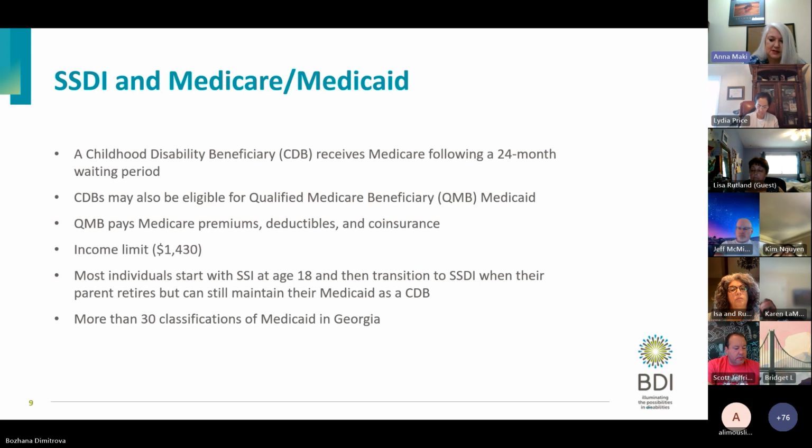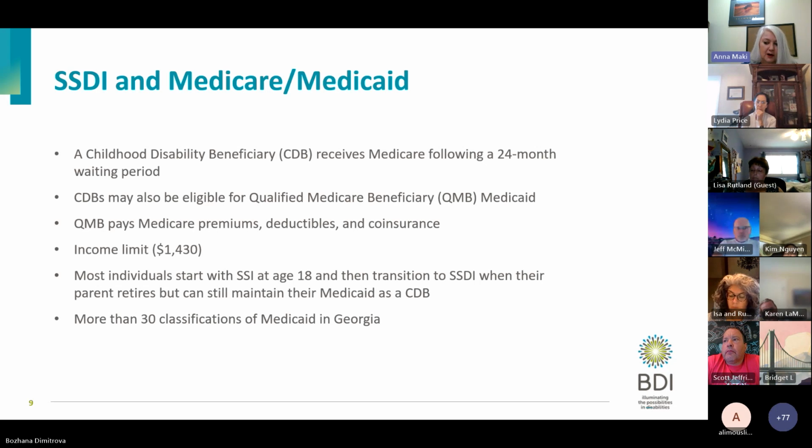Sometimes I see a very seamless transition from SSI to SSDI. They're getting a higher level of income. We're in sort of that waiting period for Medicare, but their Medicaid is continued. But sometimes there's a boo-boo, and sometimes that Medicaid gets dropped. And in those instances, we want to be prepared to go back through the process. And instead of going to Social Security, we're going to go to DFACS to get the Medicaid reinstated as a childhood disability beneficiary. So childhood disability beneficiary, wonderful benefit for SSDI.